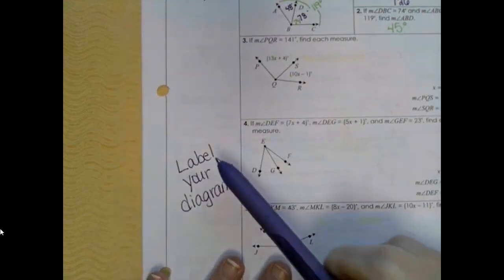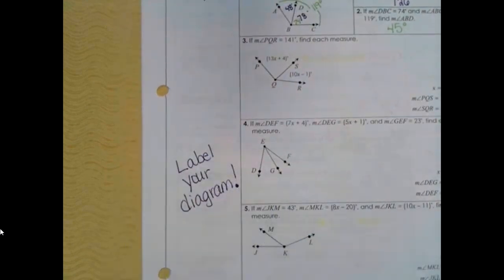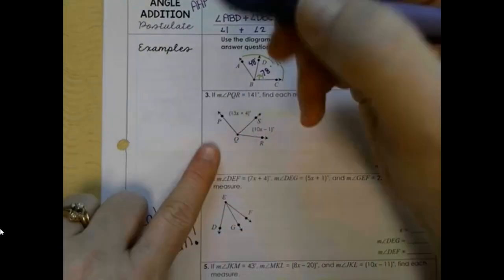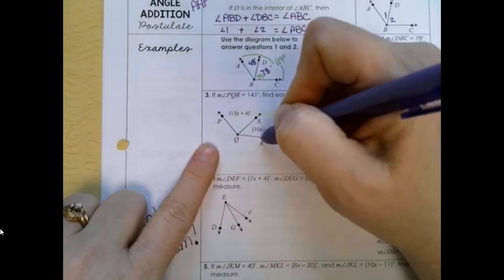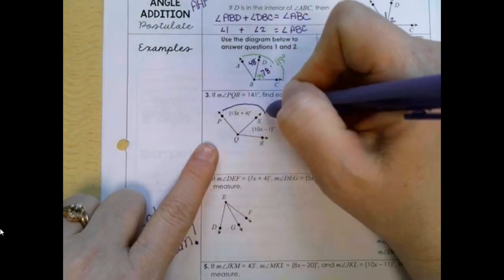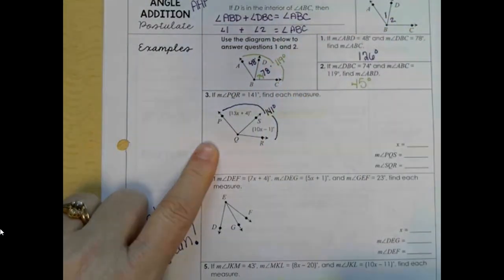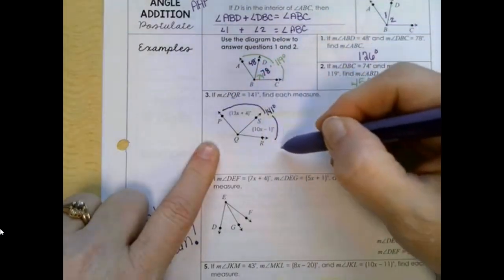You are going to need to label your diagrams. I talked about that when we were doing worksheet day 3. It's very important to label your diagram so that you can see what's going on. Okay, number 3. It says angle PQR is 141. PQR, so we're going to put that out here. Angle PQR is 141, the entire thing.